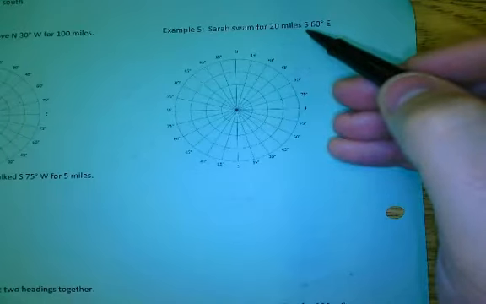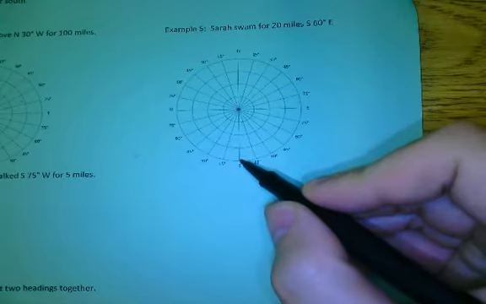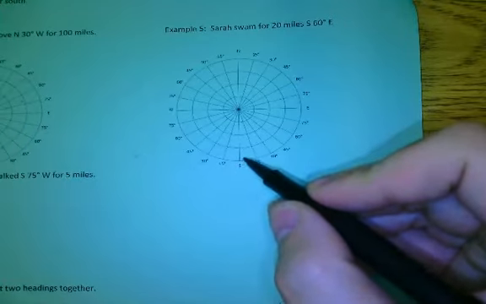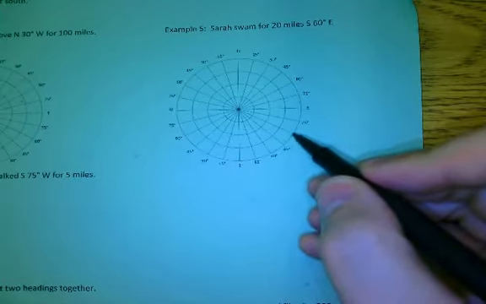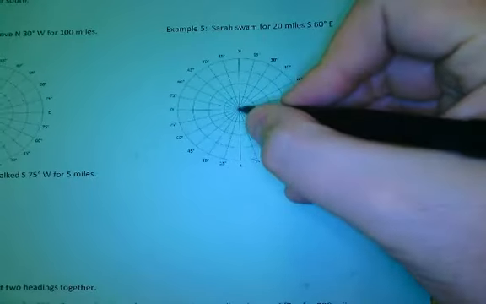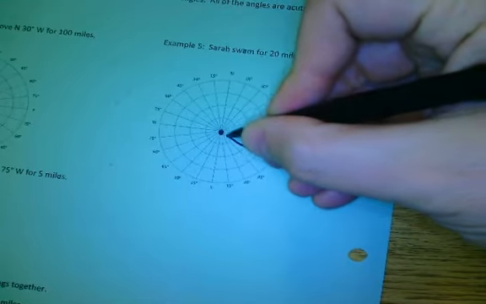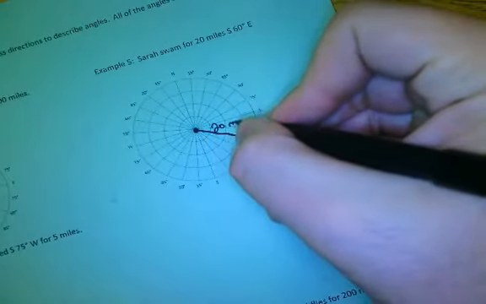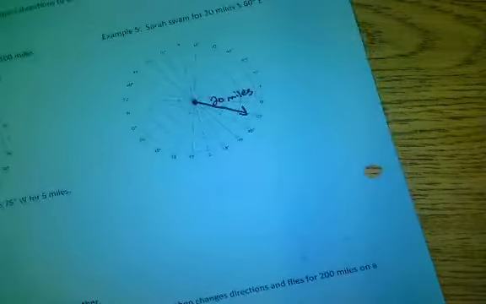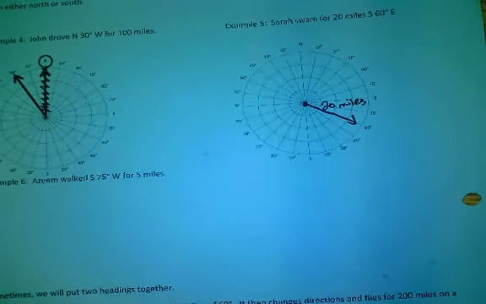Alright, so we're going to start where? South. So we're down here, and we're going to go which direction? East, 60 degrees, which is going to be over here. Okay? So again, we're starting here, and that is 20 miles. I don't really care about the length right now, because it doesn't really change anything. We're just practicing the direction.